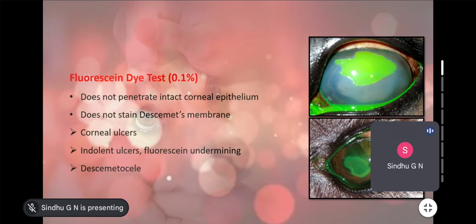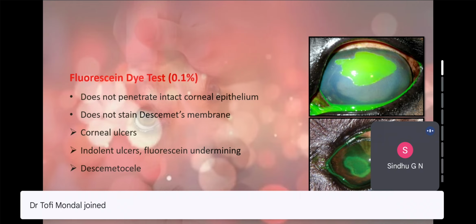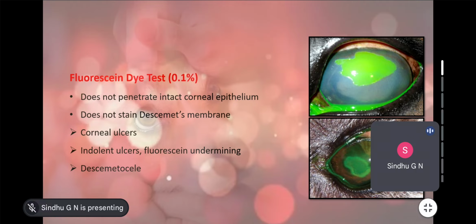And the fluorescein dye test. 0.1% fluorescein dye is used. Either we can keep the fluorescein strip over the cornea and put one drop of distilled water, or we can mix it with 1 ml of distilled water in a syringe and use it as a drop also. Ideally, fluorescein dye does not penetrate the intact corneal epithelium and it will not stay in the Descemet's membrane. In the remaining membranes or layers of the cornea, it will stay. So it can be used for the diagnosis of corneal ulcers, to differentiate indolent ulcers, and for differentiating descemetocele.